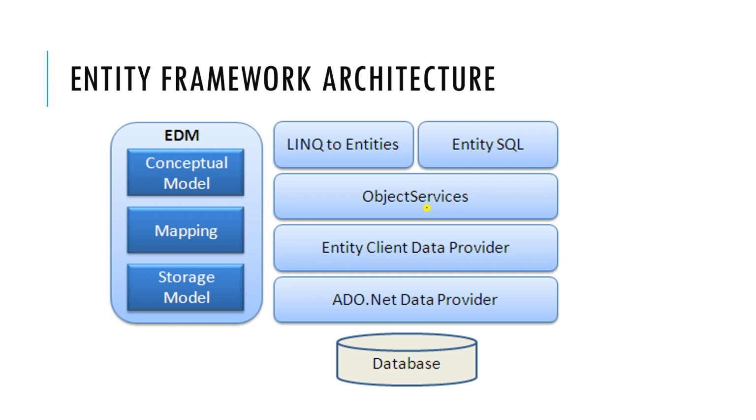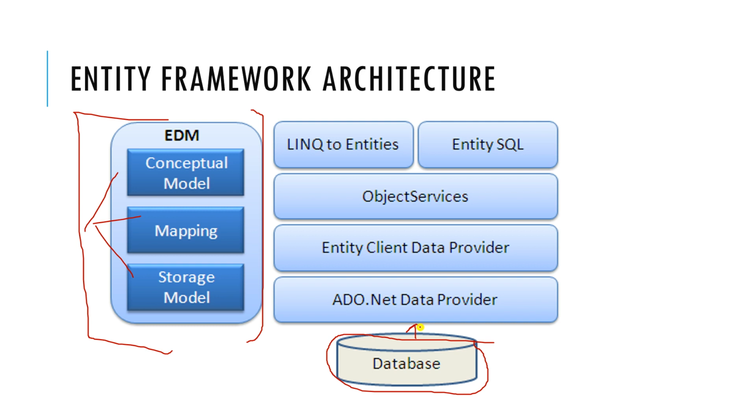In the Entity Framework architecture, we have the EDM, the entity data model, which has three parts: conceptual model, mapping, and storage model. The bottom is the database, and above it is the ADO.NET data provider. Before Entity Framework, programmers worked with ADO.NET, but now we have Entity Framework, so we can work at the upper layer, the entity data provider. From this provider, we have the object service, which goes to LINQ to Entities or Entity SQL, and this will push data onto the EDM model.